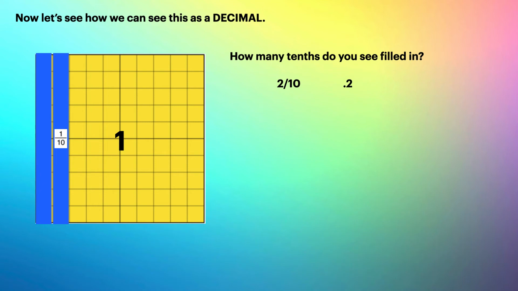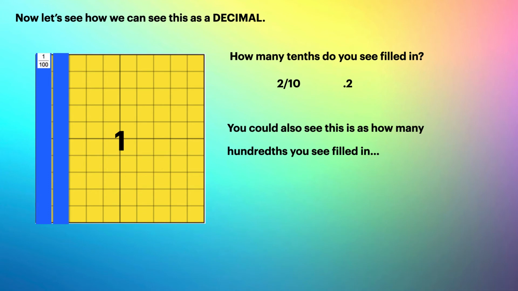Now what about hundredths? Let's try that this time. Remember, we're talking about those itty bitty squares. How many hundredths do you see? 10, 20. So we would say 20 hundredths. And as a decimal, we would write that 0.20. And we would read that as 20 hundredths, the same as when we said it as a fraction.